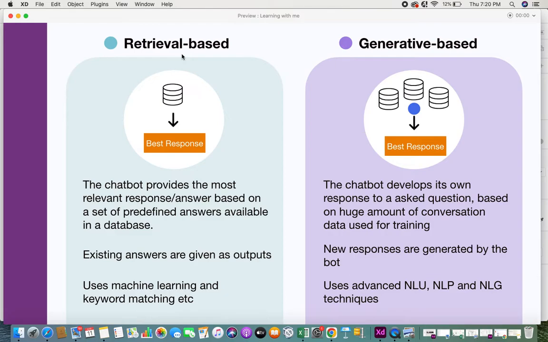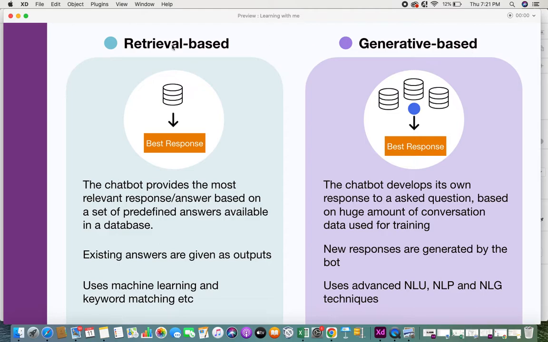So how is the bot able to ask you these questions, or how is the bot able to respond to your question? Let's say you ask how many seats are available for a particular travels. The bot is able to give you back these answers. There are two ways in which bots answer users. One is retrieval based and the other one is generative based.